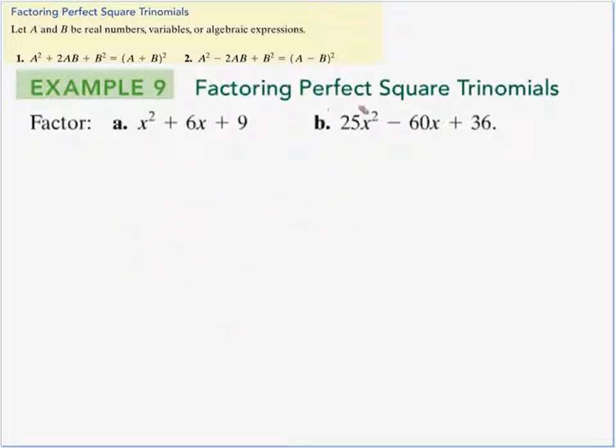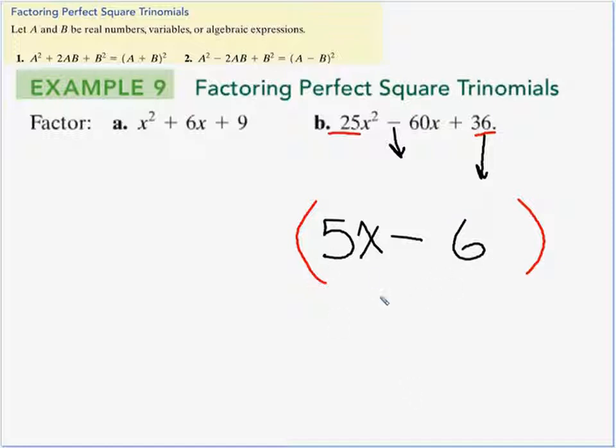Now, because we have this huge leading coefficient here, doing it that way might be a little harder. But again, we're looking for perfect squares. I see a 25. I see a 36. Those both jump out as perfect squares. So let's bring them down and square root them. The square root of 25 is 5. The square root of x squared is x. Bring down this sign, whatever it is. In this case, it's a minus. Bring down the 36 and square root it. The square root of 36 is 6.